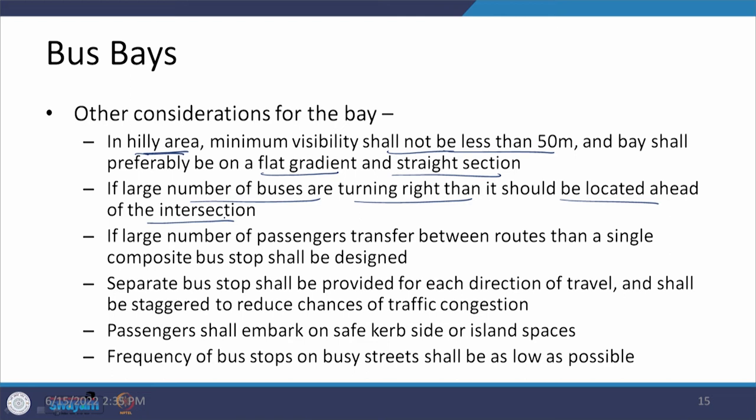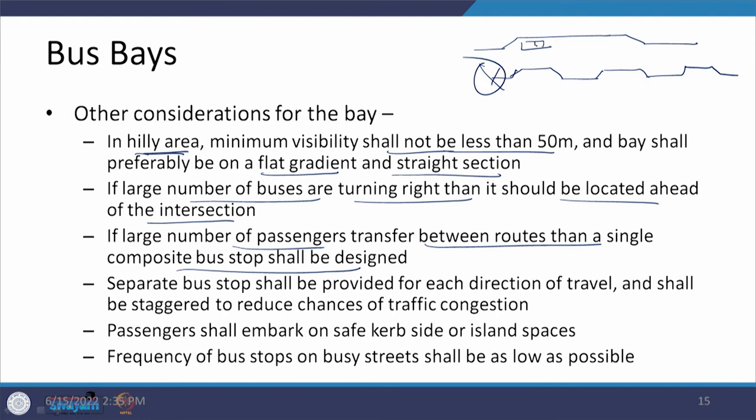If a large number of buses transfer between routes, then a single composite bus stop shall be designed. So, it should not happen that we provide a bus bay like this, and then we say, okay, now we are providing a bus bay here and then another bus bay here. No, that's not the way. What we need to do is to have a composite bus bay like this, where the facility is there for, say, n number of buses which can stop and the passengers can utilize the services.